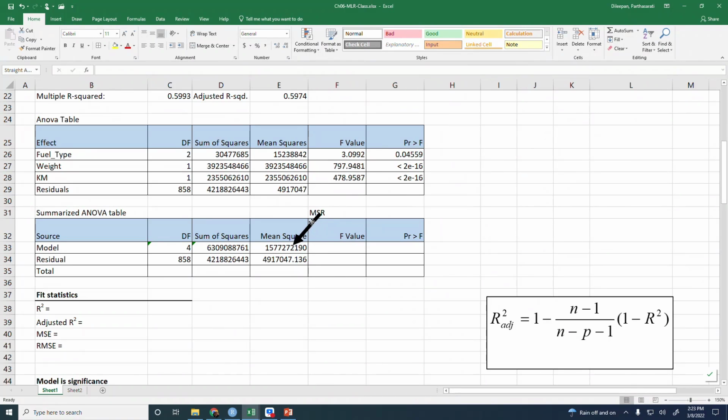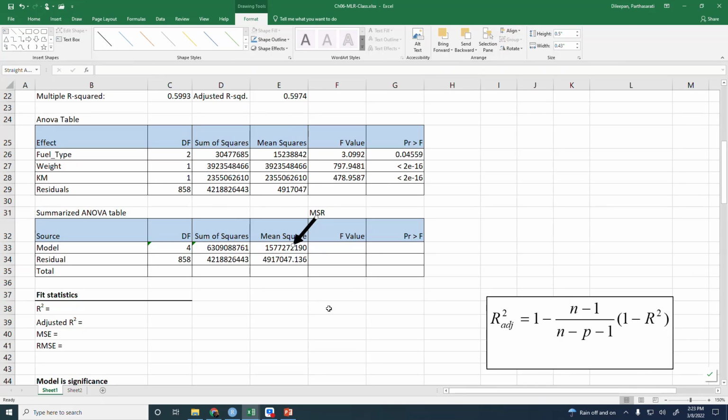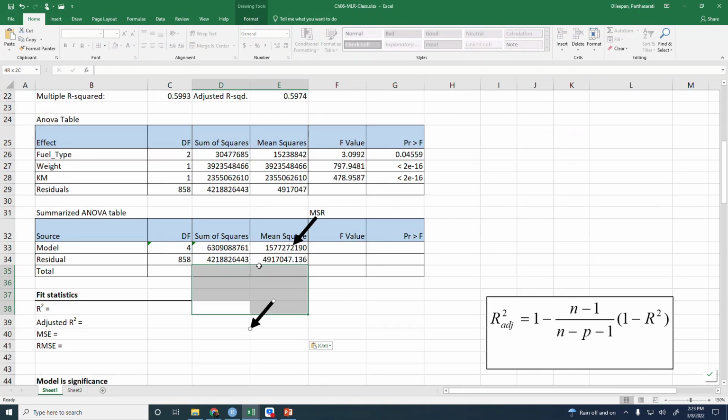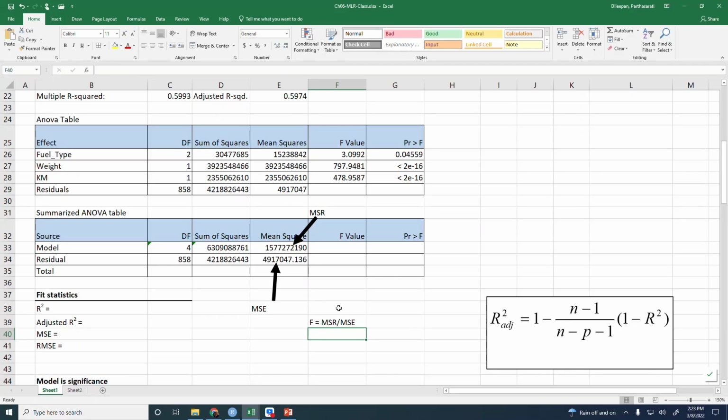And this one is called what? MSE, mean square error. Now F is equal to MSR divided by MSE. So that's what F is. So we go MSR divided by MSE. So that's our F for the entire model. This is not individual of anything, it's for the entire model.